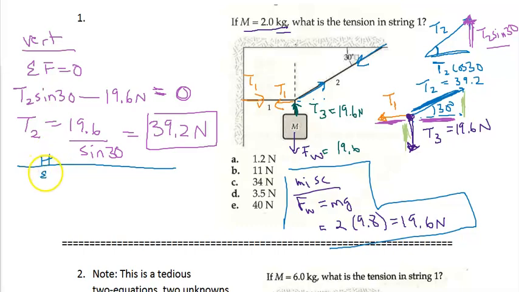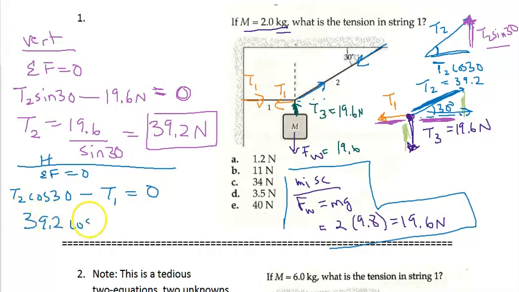So horizontally, the sum of the forces is 0. So I have T2 cos 30 pulling to the right, so that's positive, minus T1 that I don't have to break down because it's completely flat. It is horizontal, and those are balanced. So plug in now 39.2 cos 30, bring that over to the other side, equals T1. So T1 equals pretty much 34 newtons.